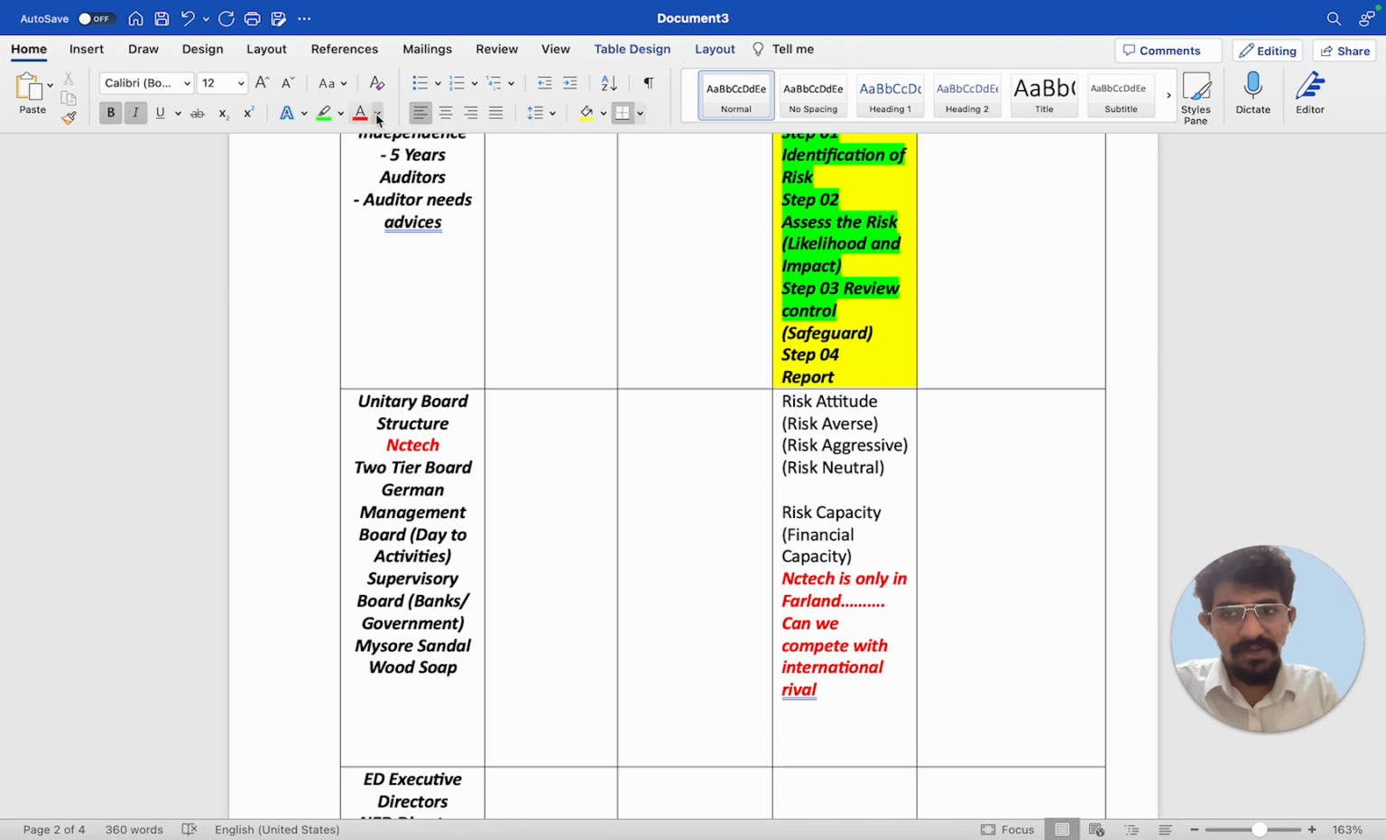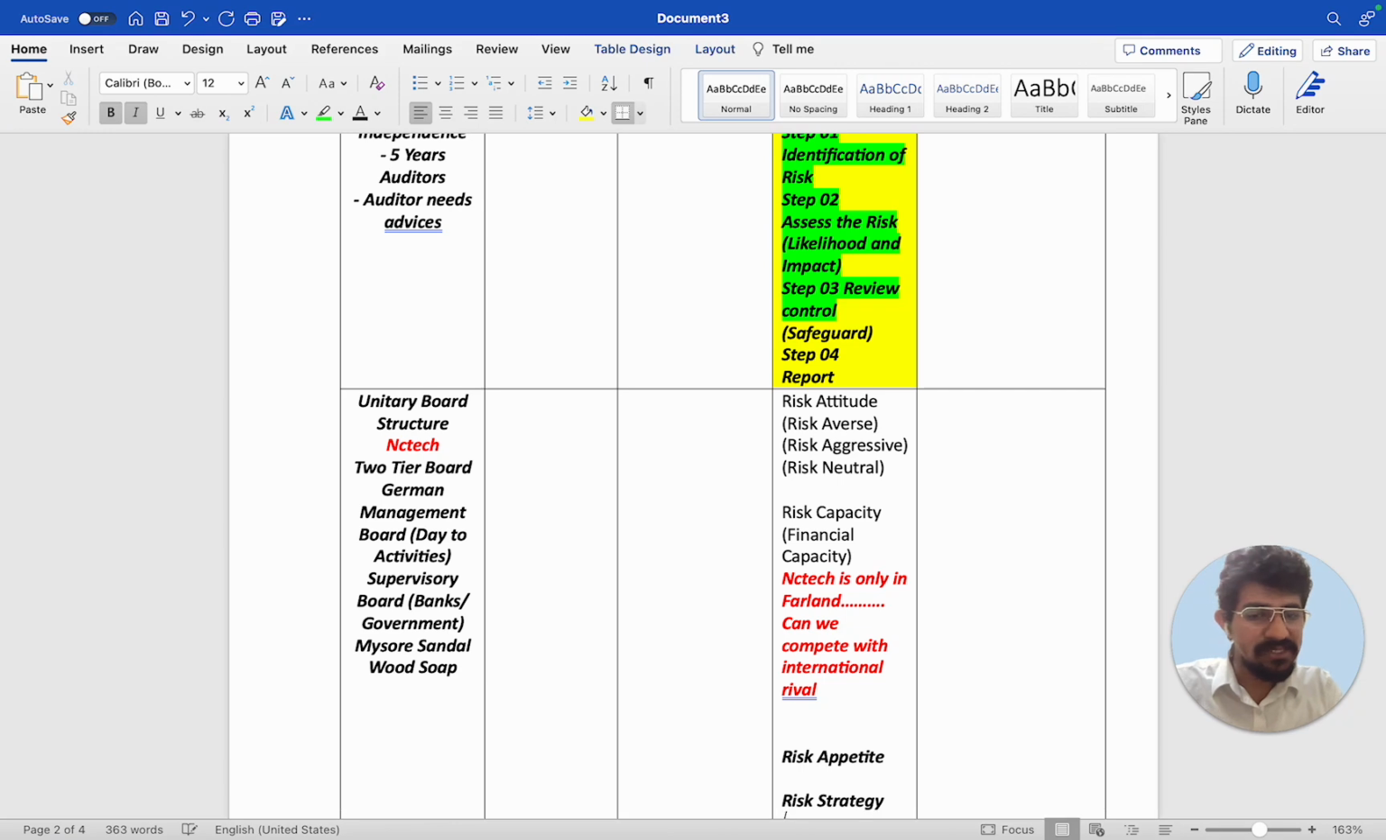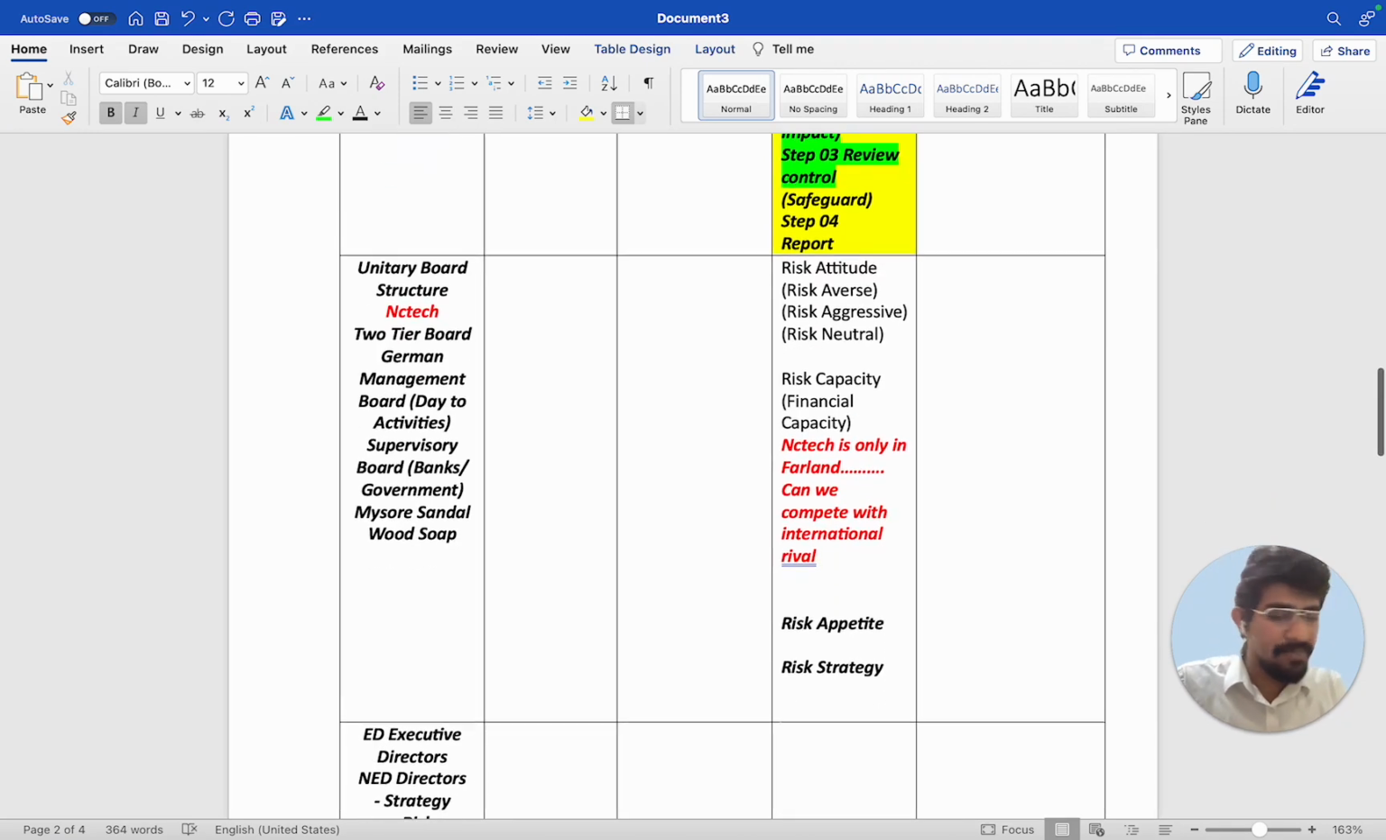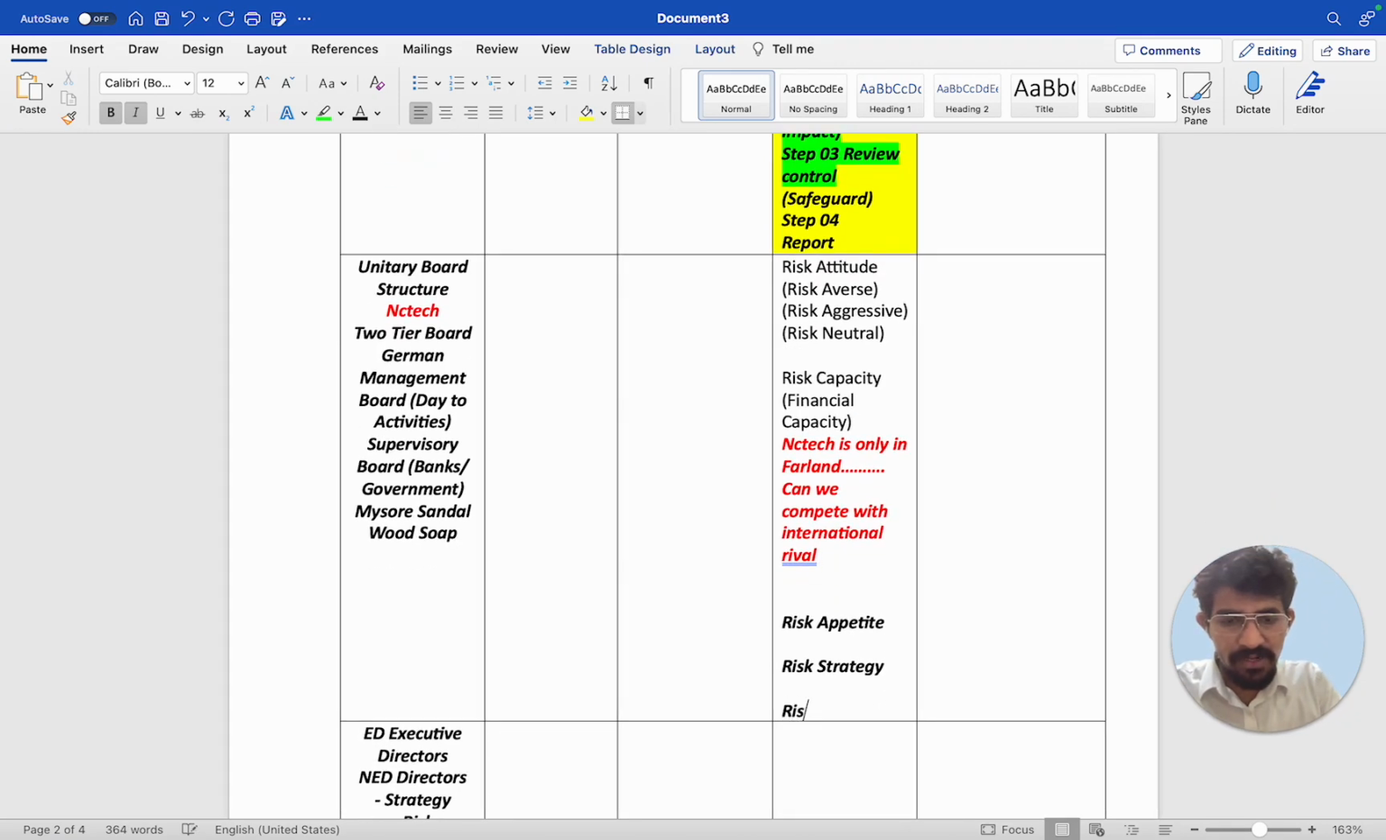So the risk attitude and the risk capacity, if you take the total, we call it risk appetite, the stomach of the organization, the full capacity. Based on the risk appetite, we have to manage the risk strategy. That is what I explained to you, students, the risk audit. And after you do the audit also, there will be a risk which can't be controlled, that is residual risk.